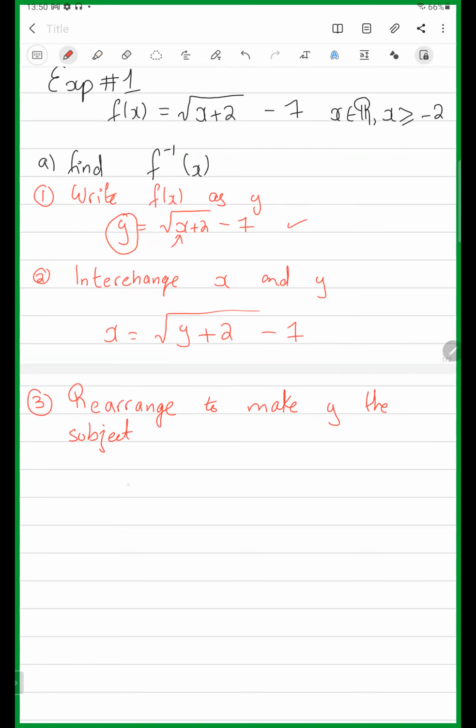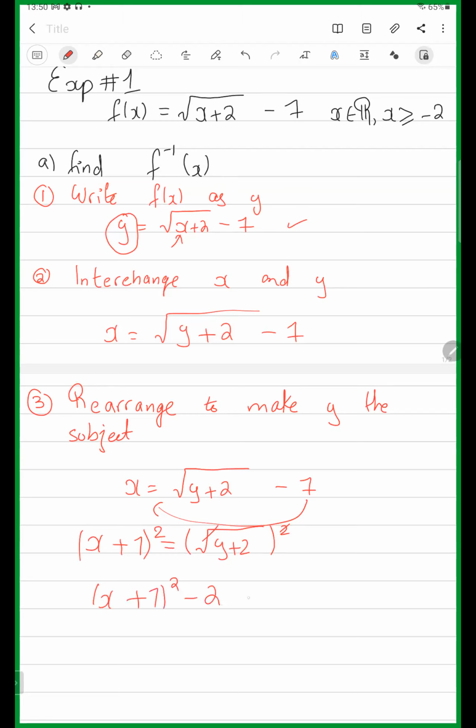I'll write it down again. It's x equals root y plus 2 minus 7. Now I need to make y the subject. So first of all, I will take this minus 7 on this side, and it would become x plus 7 equals root y plus 2. Then I can take square on both sides. So when I take square on the right side, square and square root would be cancelled, and I would be left with x plus 7 squared minus 2 equals y, and I can write it as y equals x plus 7 whole squared minus 2.